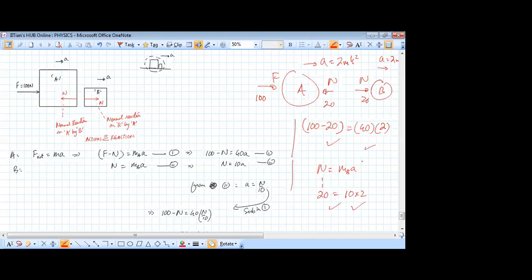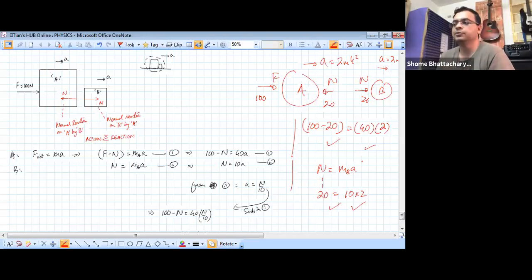So again, you can see the action reaction principle in play over here. That the blocks A and B, they apply equal and opposite action and reaction on each other. Okay, that is the concept of Newton's third law, that every action has an equal and opposite reaction.